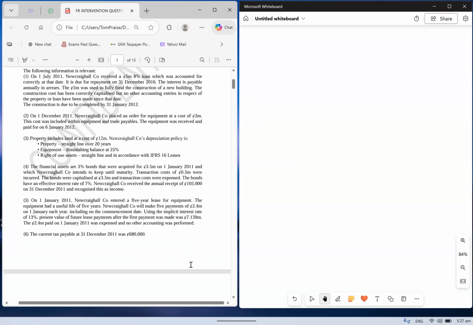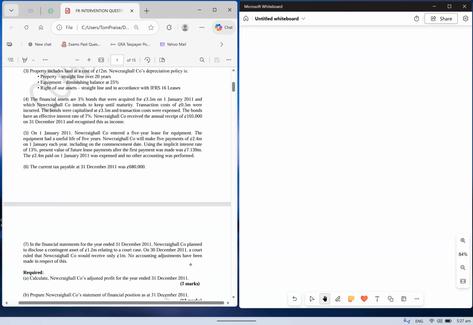Interesting. In January 2011, New Craig Hall entered into a 5-year lease for equipment. The equipment had a useful life of 5 years. New Craig Hall makes 5 payments of 2.4 million each January, including the commencement date. Using the implicit rate of 13%, the present value of the future lease payments after the first payment was 7.139. The 2.4 paid in January 2011 was expensed and no other accounting was performed.